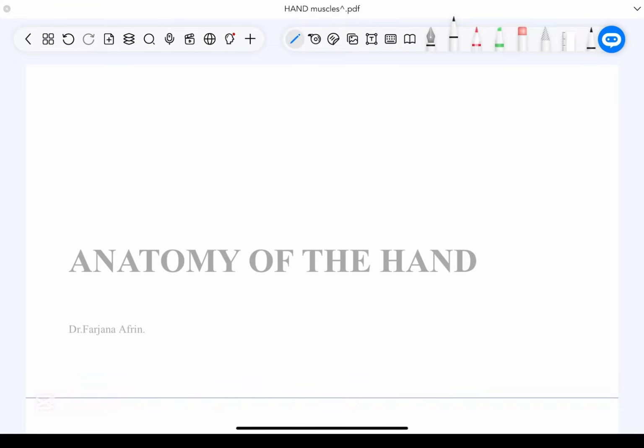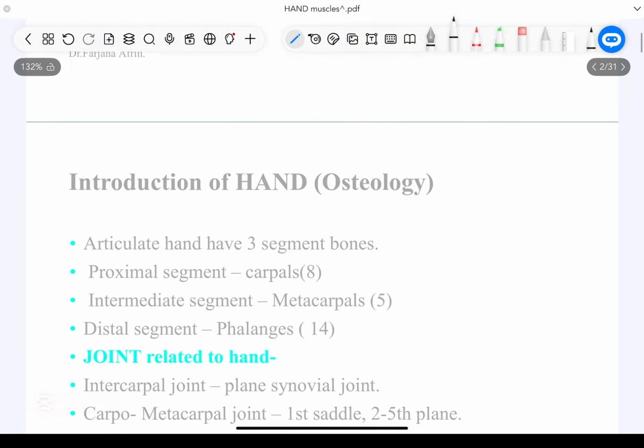Today my video lecture topic is anatomy of the hand. This video lecture I divided into two parts, part 1 and part 2. In part 1 I am going to describe the skeleton of the hand: osteology, joints, individual bone descriptions, ossification related information, clinical anatomy and radiological anatomy related with the skeleton of the hand. In part 2 I am going to describe the soft parts, that means the muscles, vessels and nerves related with the hand. So let's start.